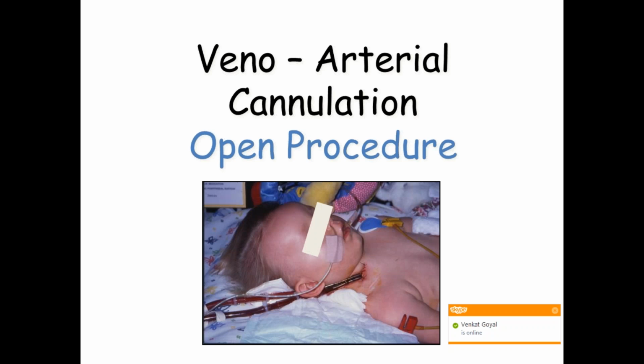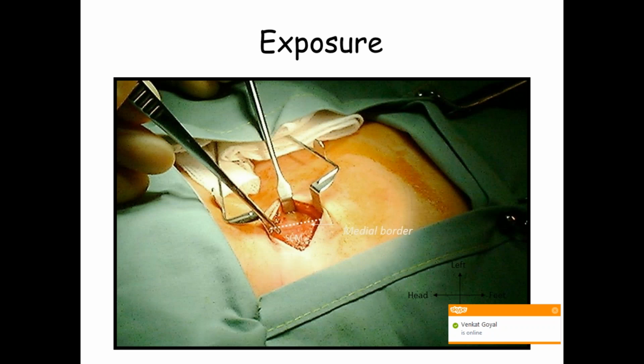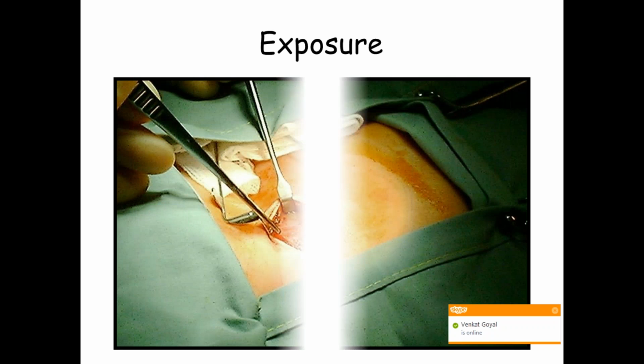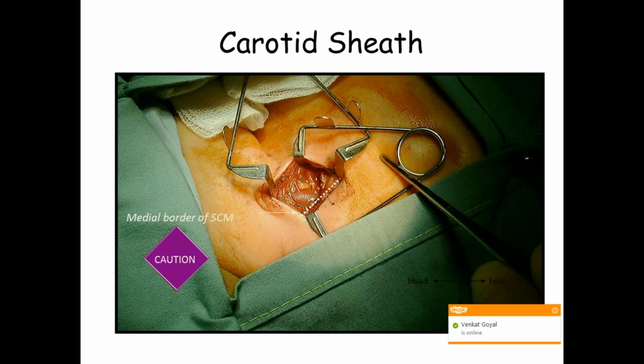We now come to the arterial open procedure. Here you go through and expose the vessels. This is in neonates. Usually we cannulate the internal jugular and carotid. These are surgical steps which I'm not doing. Once you open the carotid sheath, locate the vein and artery.